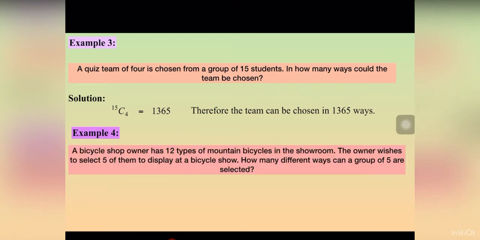Example 4. A bicycle shop owner has 12 types of mountain bikes in a showroom. The owner wishes to select 5 of them to display at a bicycle show. How many different ways can a group of 5 be selected? Okay, from the 12 types of mountain bikes, we choose 5. So we have 12 factorial over 7 factorial times 5 factorial, so we have 792 ways.